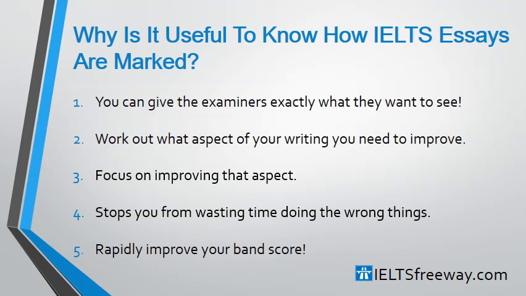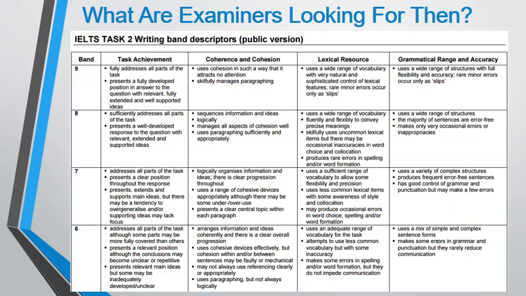So, what exactly are examiners looking for then? And how does anybody know? Well, fortunately, the British Council, who part own the IELTS exam, have published this table here that you can see. It's simply called the IELTS Task 2 Writing Band Descriptors Public Version. So anybody can see this. You can find it yourself by Googling that title there, and you'll find it.